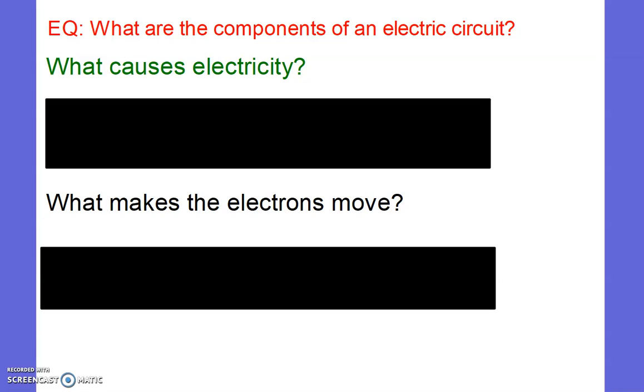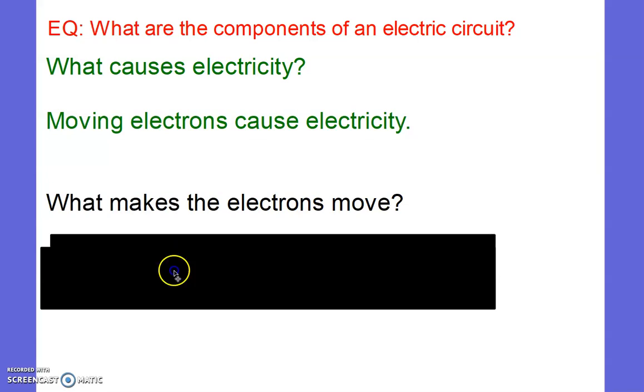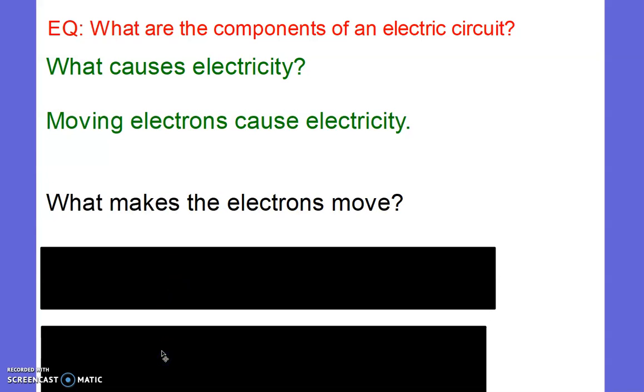In this video, our question is, what are the components of an electric circuit? And to understand what an electric circuit is and its components, we must first understand what causes electricity. Electricity is caused by the movement of electrons. The electrons within an object, like a light bulb, begin moving.